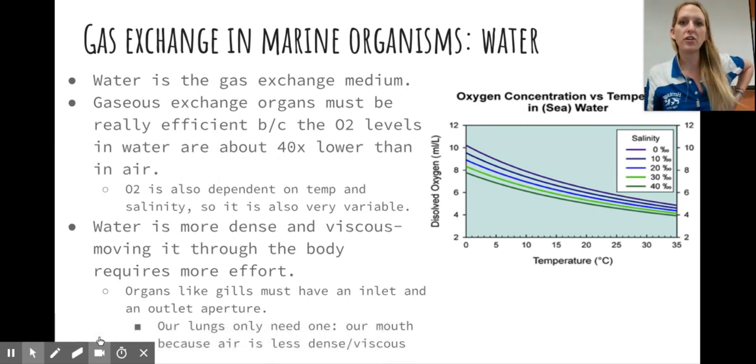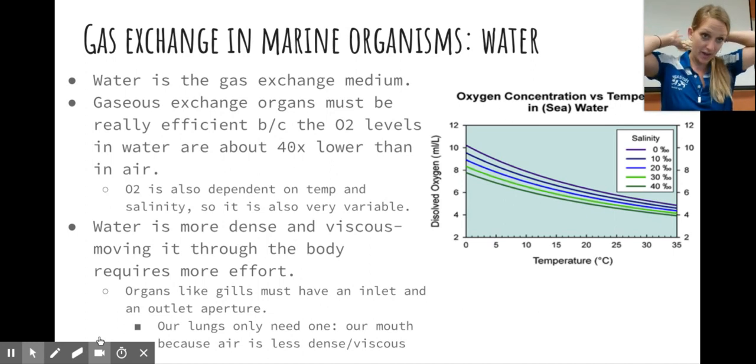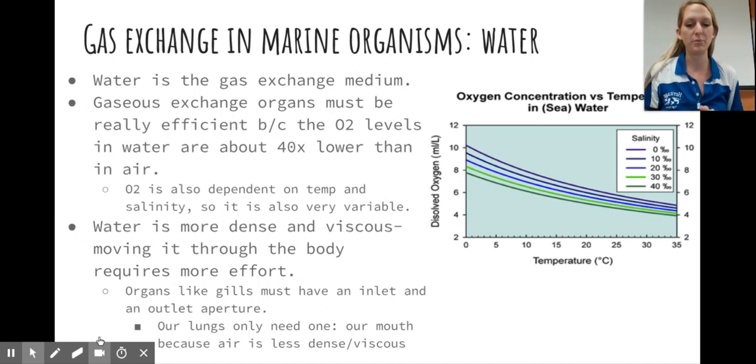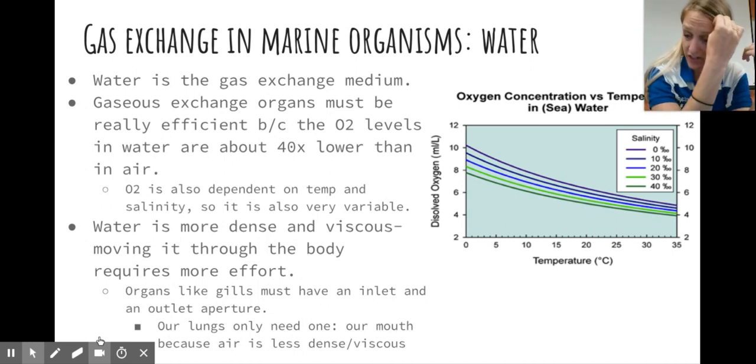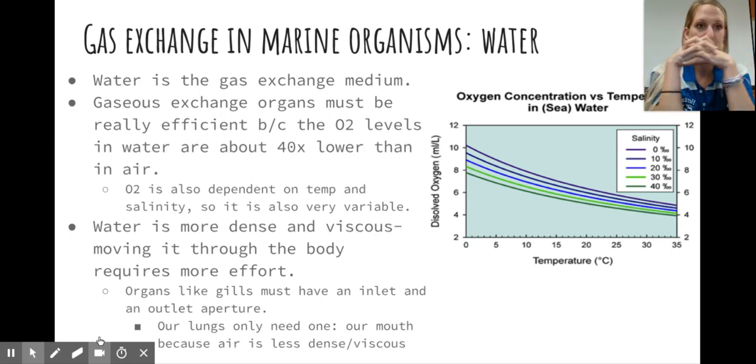Okay. Water is the gas exchange medium, meaning that gas exchange is going to be happening through the water. Our gas exchange happens in the atmosphere, but marine organisms are able to extract gas out of the water. Their organs need to be really, really efficient because oxygen levels in water are about 40 times less than what it is in air. So they need to be even more efficient than our lungs at extracting oxygen from the water.